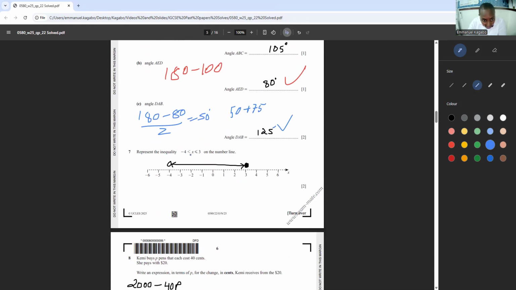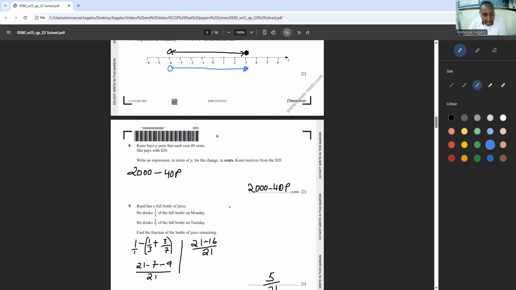Question 7. Represent the inequality given by that. Your inequality is from -4, but you have to be careful. -4 is not included, but 3 is included. So you go to -4, you mark there a circle, but you don't shade it. And then you go to 3 and you shade it. This one here, you have to shade, and then you go all the way to this one. But this one will not be shaded. I hope you understood that.